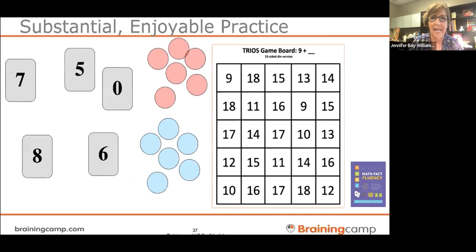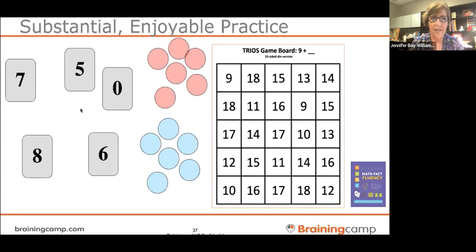If you have my little purple book, then it's in there under times five, but any game can be adapted in multiple ways. So this is me adapting the Trios that's in the book for times five to 9+, because I want to work just on the make 10 strategy. So I've created a game board with all the possible answers if you're adding 9 to a single digit number. And then I've kind of mocked up how this might play out.